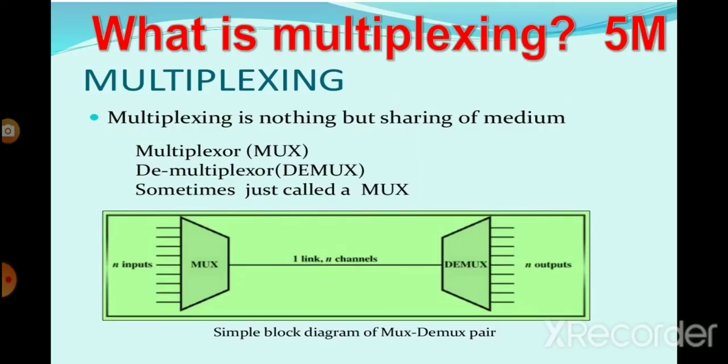First, the definition: what is multiplexing? 5 marks. Multiplexing is nothing but sharing of information, that is, more inputs and only one output that we are going to get.